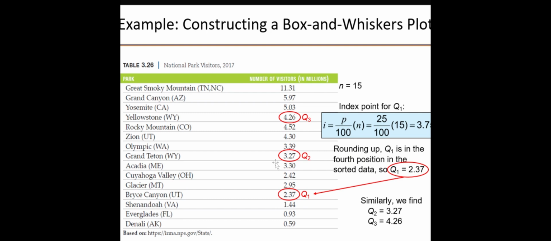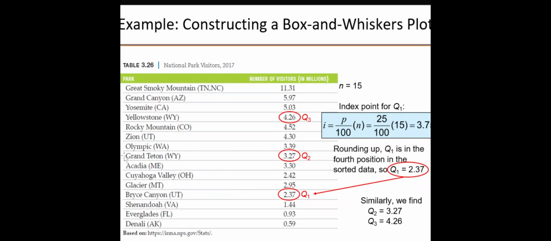Here's an example. So after we rank this data, and this is the national park visitors, we see that the number of visitors in millions for this national park, Yellowstone in Wyoming, is the one that represents the 75th percentile, meaning the quartile 3, and this one represents the quartile 1, all right?